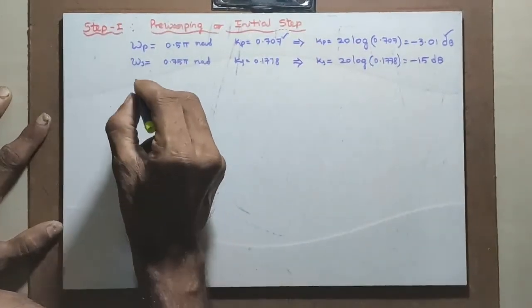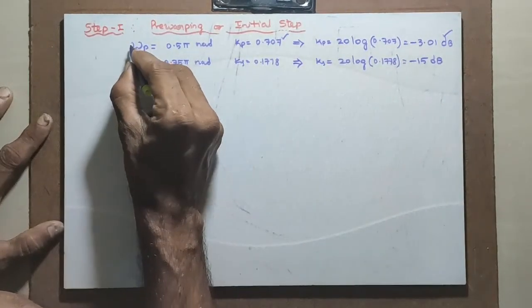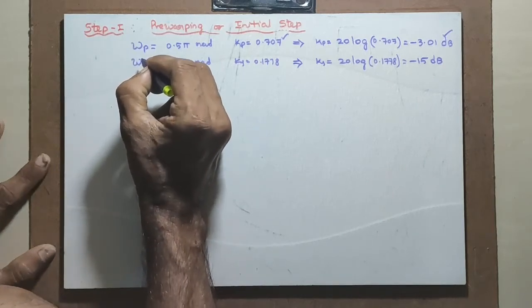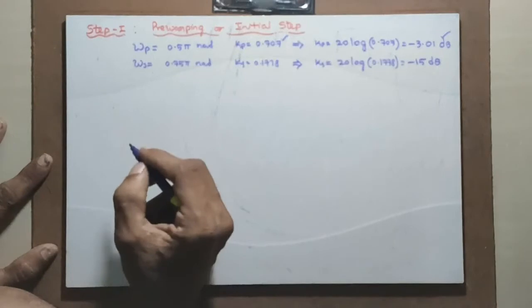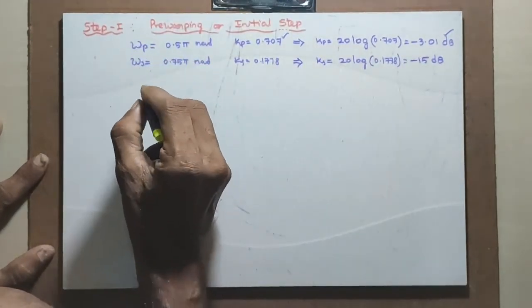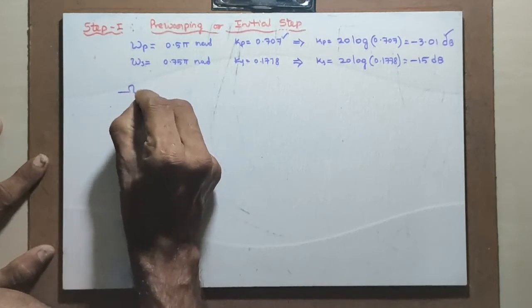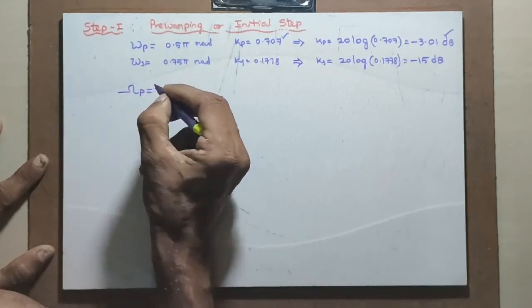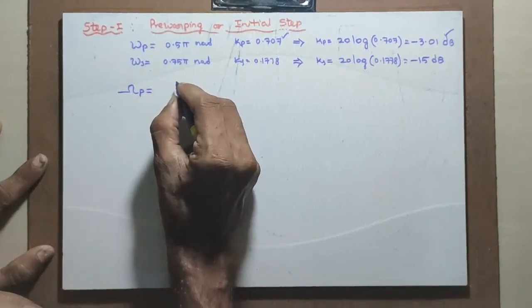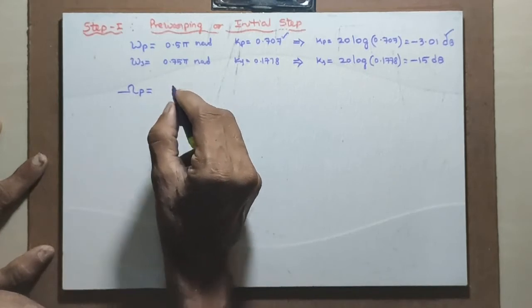You know that whatever passband and stopband edge frequencies were given to you, I need to convert them into omega p and omega s, which I shall call Ωp and Ωs. Generally you know that Ω is equal to the 2 by T tan(W by 2) formula, isn't it?